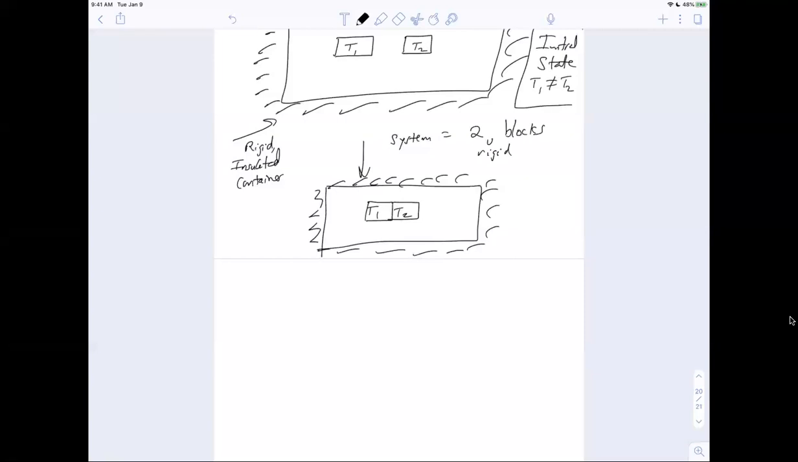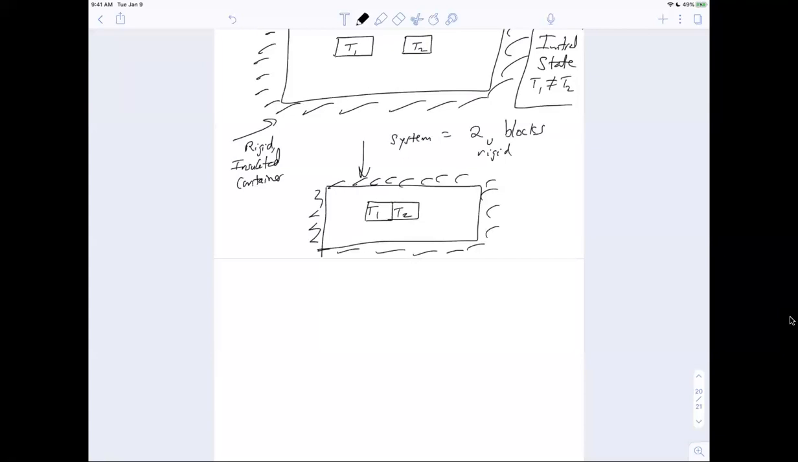The only thing that's going to happen is there's going to be heat flow between the two blocks because they're at different temperatures. And there's going to be no heat flow out into the environment because we have an insulated and rigid box. Any heat interactions that occur are going to be between the two blocks the moment we put them together. So let's compute the entropy change of this process.